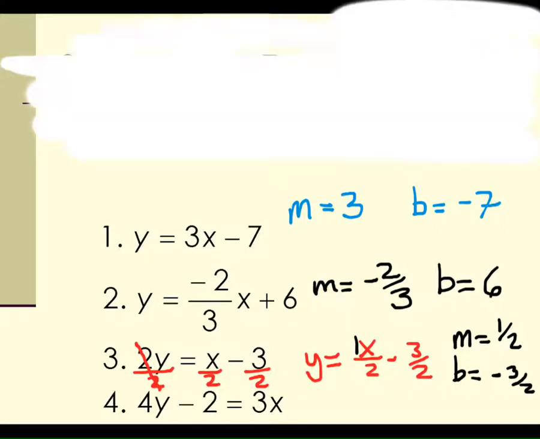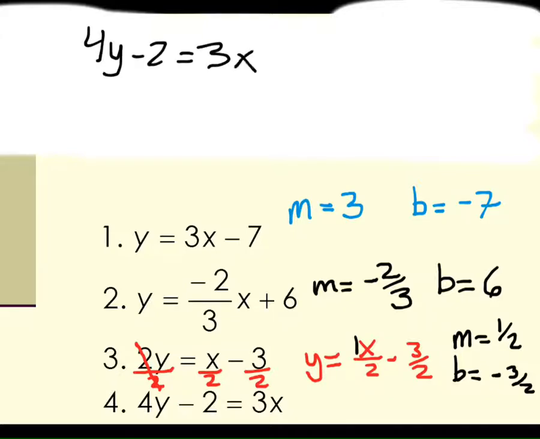4y minus 2 equals 3x. It's very important that before you do anything, graphing or identifying a slope and y-intercept, you get it in slope-intercept form. You have to get y by itself. So I need to solve this equation for y. What am I going to move over first, the -2 or the multiplication by 4? What am I going to get rid of first?